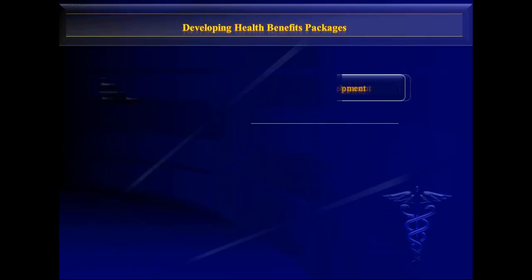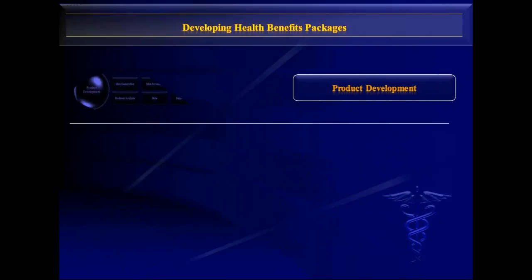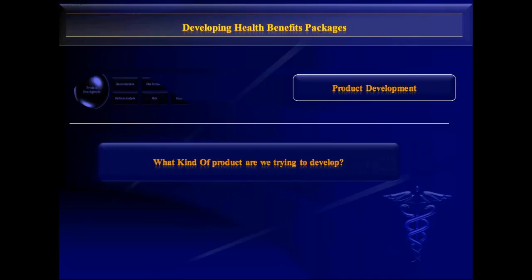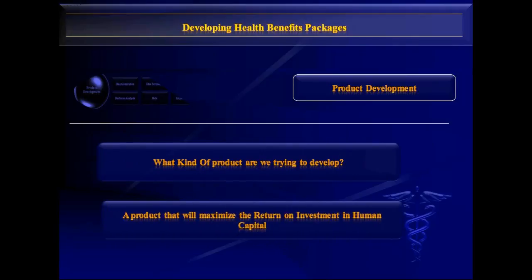Now, let's take a look at how product development relates to benefits. Okay? Step one is determining what kind of product we're trying to develop. Now, when developing a benefits product, let's keep in mind that we're trying to develop a product that will maximize the return on investment, specifically on human capital.